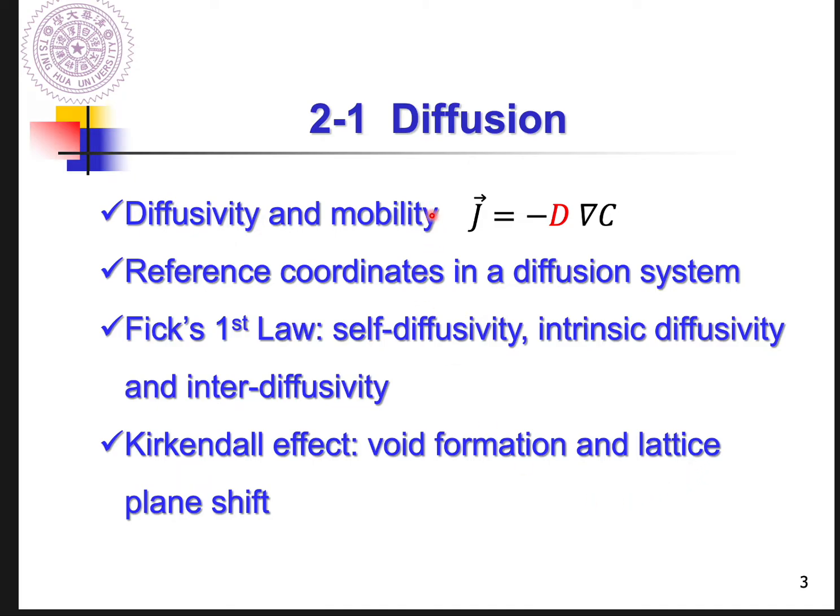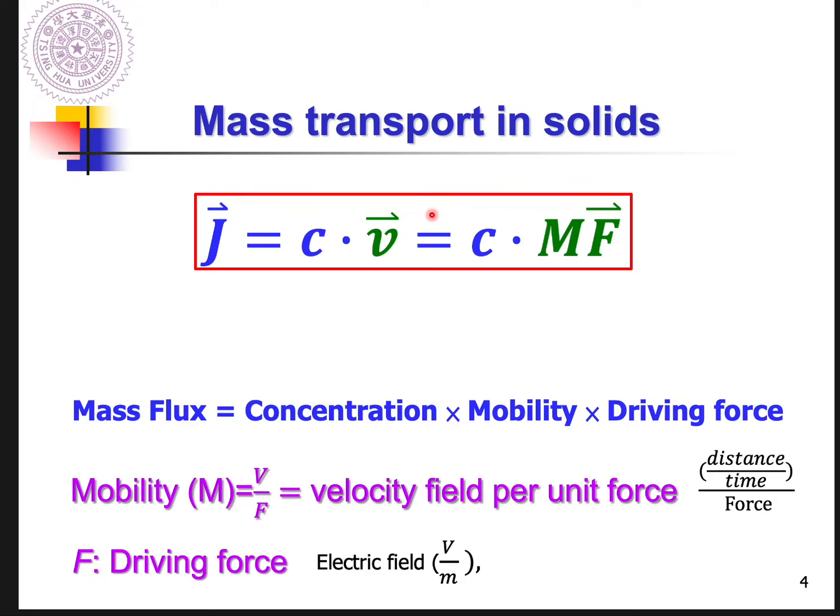Okay, so let's move to mass transport in solid materials. In order to describe mass transport well, people use the atomic flux. So the mass flux or atomic flux is the number of diffusing atoms per unit area and per unit time, which equals the concentration times the velocity of the moving atoms.